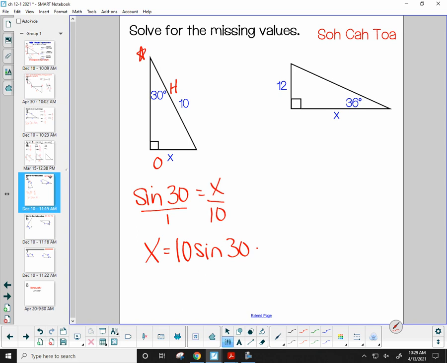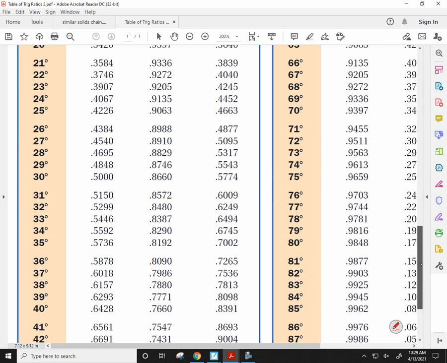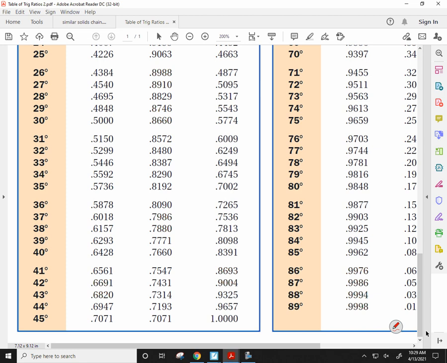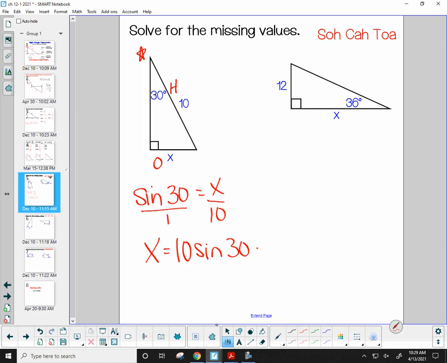Keep in mind, as you're pressing the sine of 30, it's going back to this table. It's going down to the 30-degree angle. It's looking in this sine column, and it's recognizing that this ratio is 0.5. Right? So it's taking 0.5 times 10. What did you get? You should get 5.